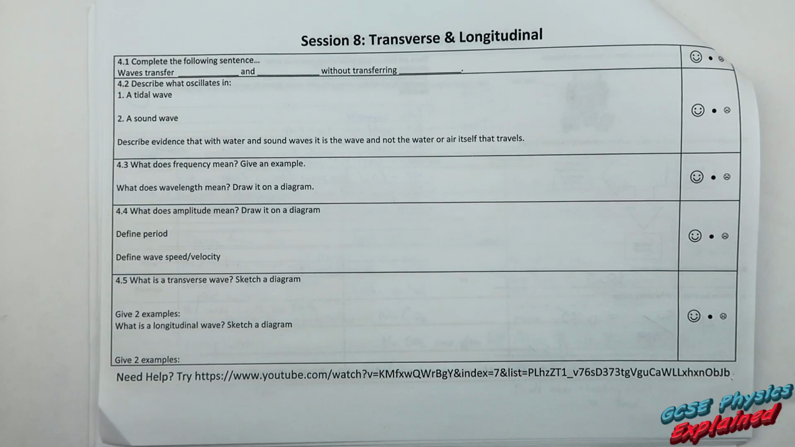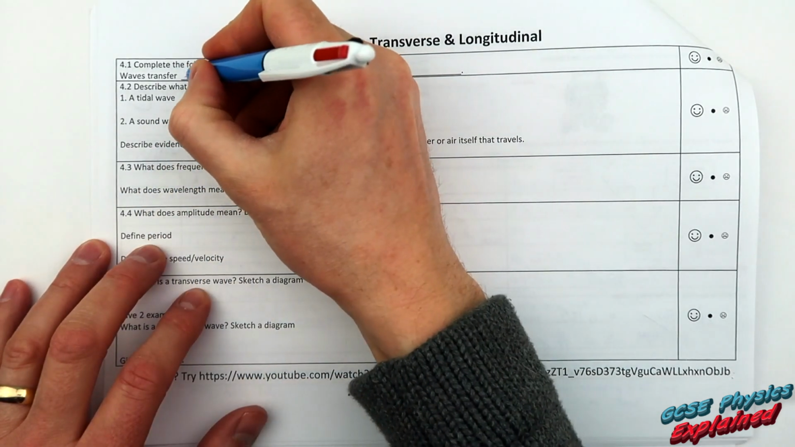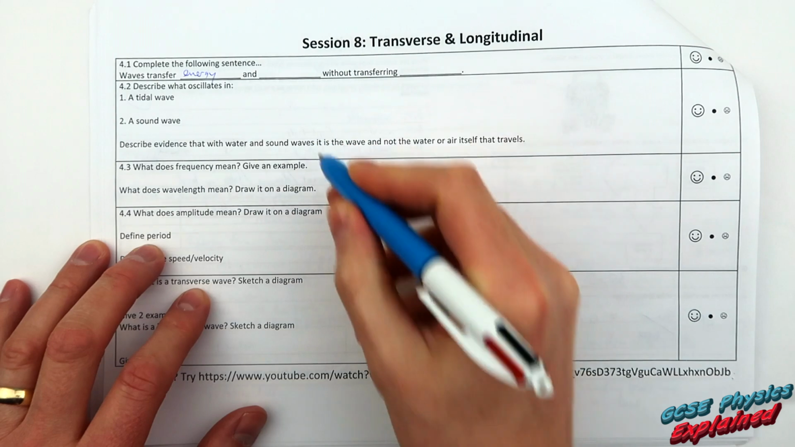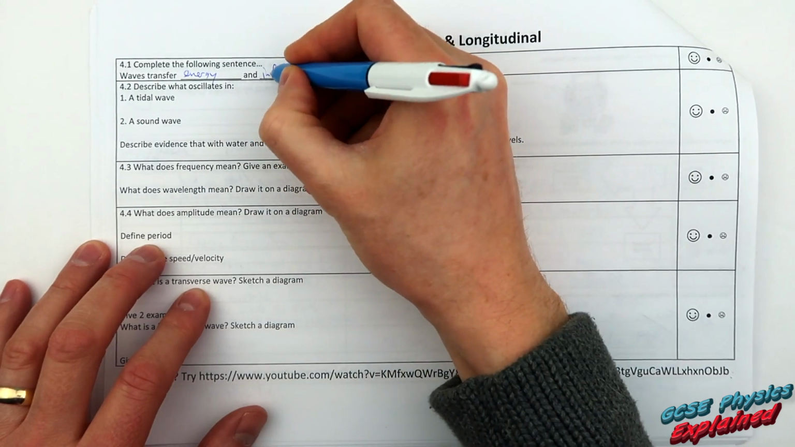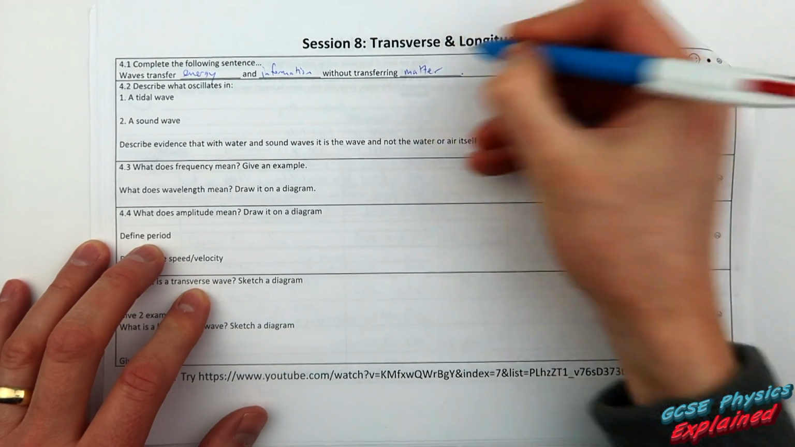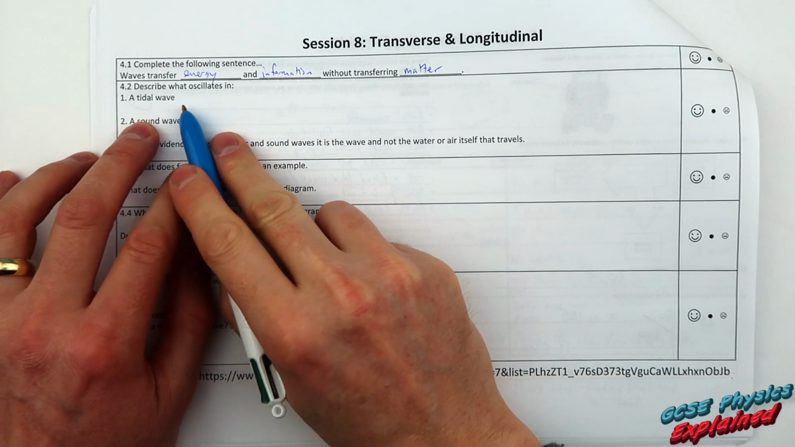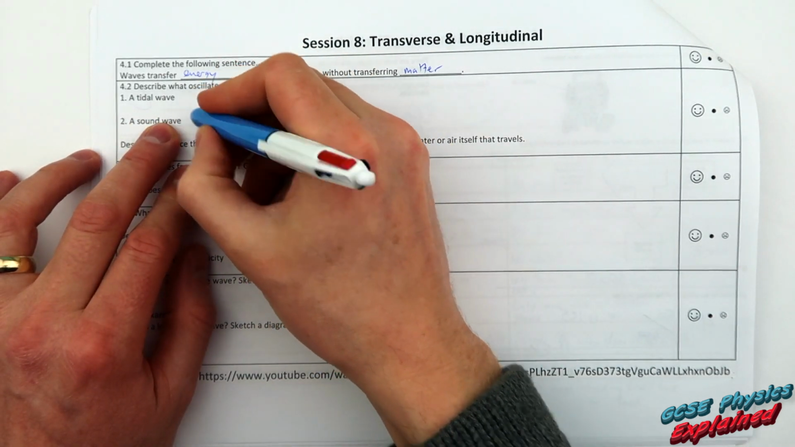Session 8. Transverse and longitudinal waves. Waves transfer energy and information without transferring matter. Describe what oscillates, which means vibrates, in a tidal wave. Water molecules.